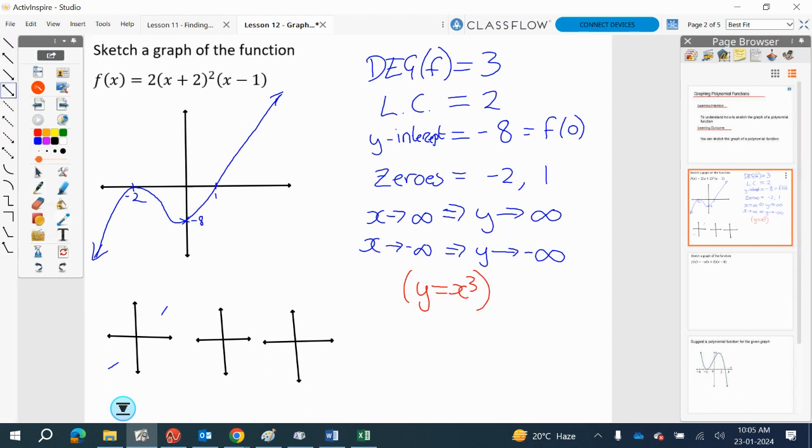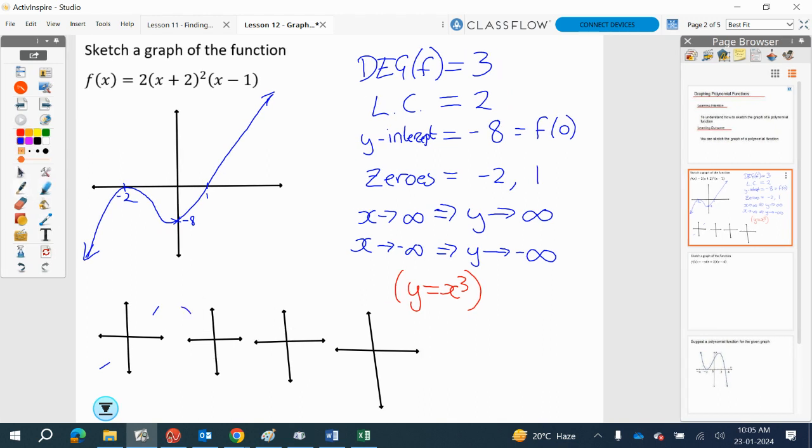We do one more of these. For a polynomial function, your end behaviors are either going to be like this, like this, like this, like this. You have these sort of combinations. So this one is an odd degree and positive. This one has an odd degree and negative. This one has an even degree and negative. This one has an even degree and positive. So your end behavior for a polynomial function is going to be one of these four.